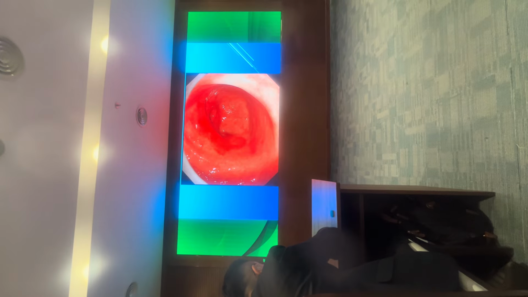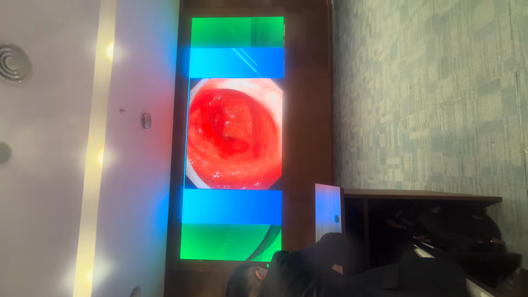Before the procedure, we put the black soft hood on the tip of the scope, and we adjust it using graph paper to achieve the proper focus at maximum magnification. Finally, I show you two cases.